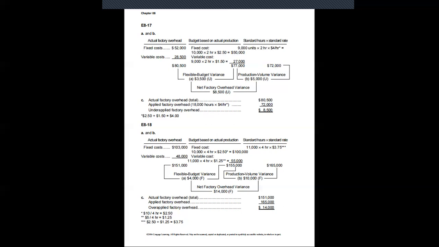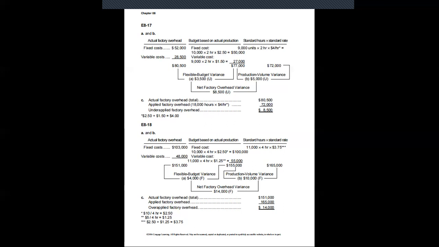Then we are going to determine the production volume variance. It's 5,000 unfavorable. The budget based on actual production is 77,000, and standard hours times standard rate of 72,000. So the net factory overhead variance is 3,500 plus 5,000. Both are unfavorable.